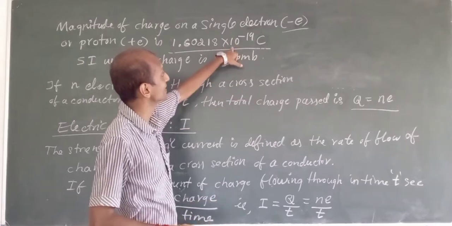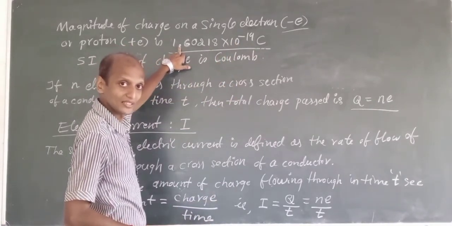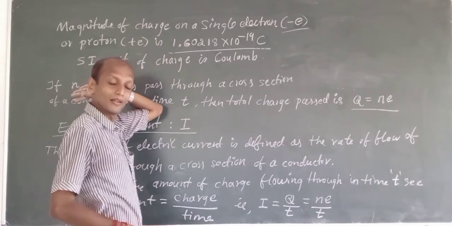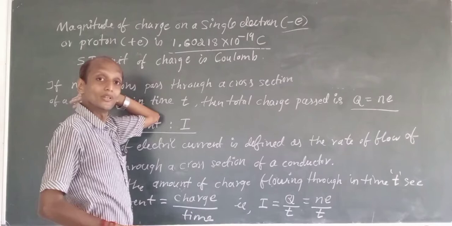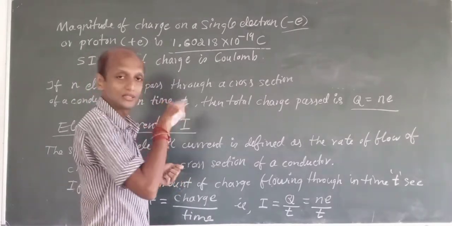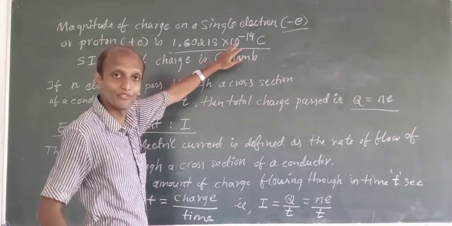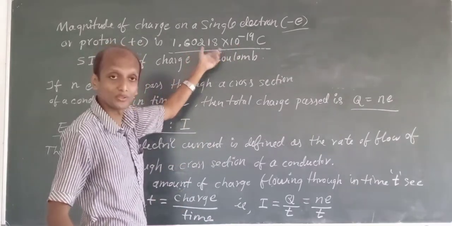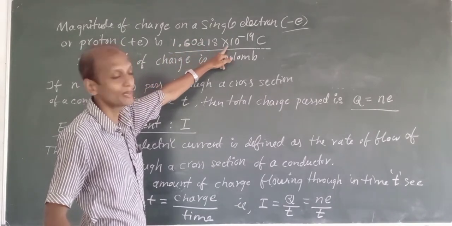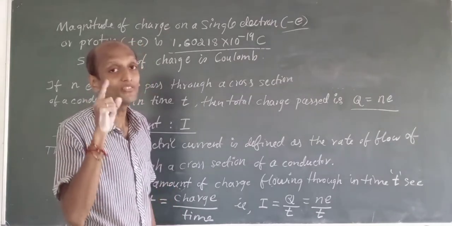Here it is, 10 power minus 19 means the decimal point should be shifted 19 places to the left, and then I will get so many zeros. So to simplify that, we represent the value as 1.60218 into 10 power minus 19 coulomb. So much small fraction of a coulomb.